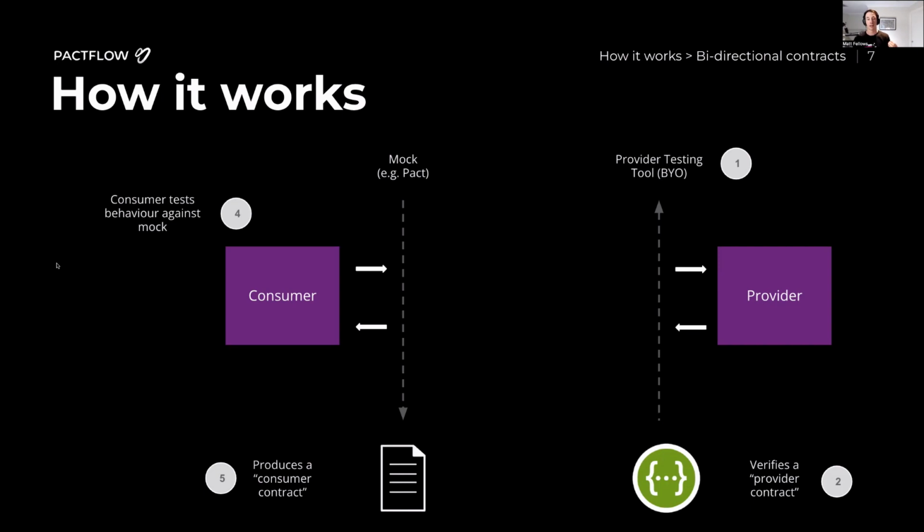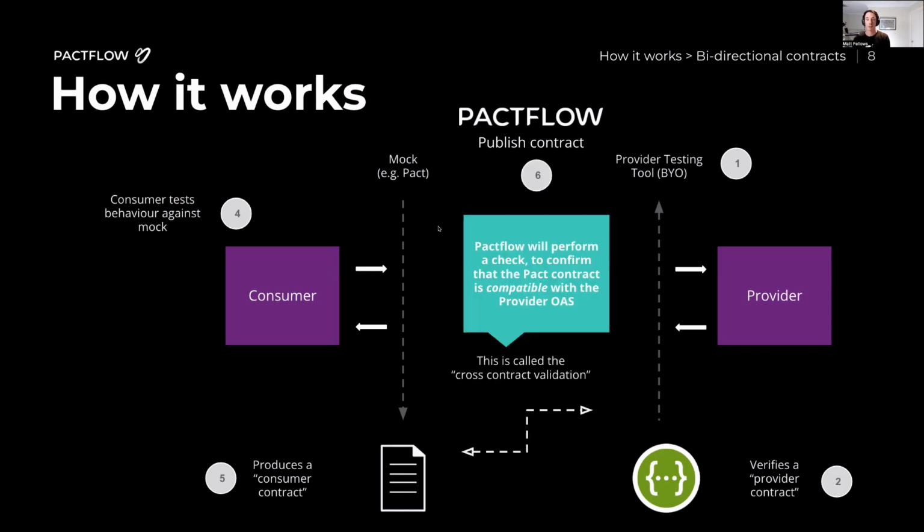The consumer contract says, this is what my consumer needs of this provider to operate. The provider contract says, this is what I can do. It just advertises its full capabilities. Now, in each of their pipelines, respectively, those contracts get published up to Pactflow, very similar to what you would do with Pact. And then what Pactflow does is ensure that the consumer contract is a valid subset of the provider contract down to the field level.